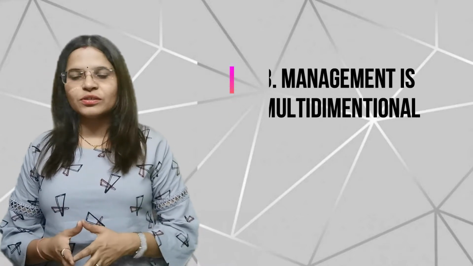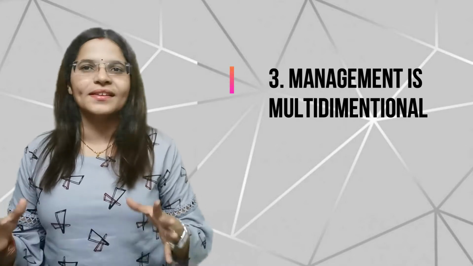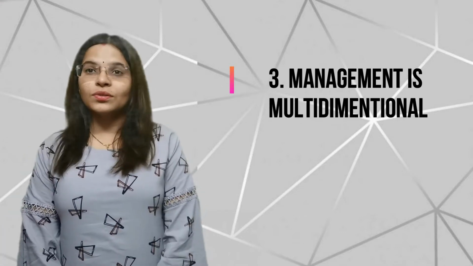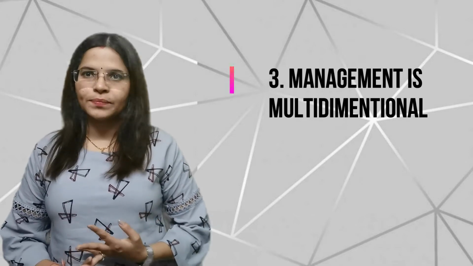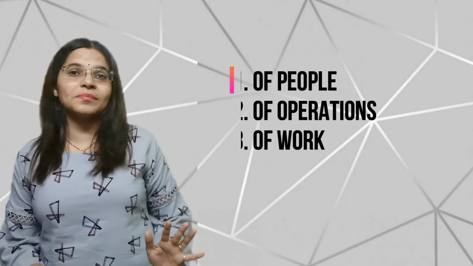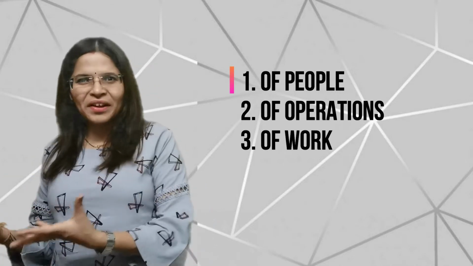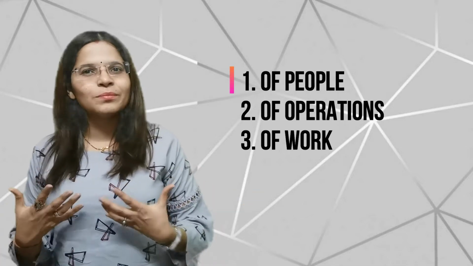Now, management is multidimensional. Multidimensional means it is not only related to one part, it is related to various aspects, right? So what are the aspects? The dimensions are management of operations, management of people, and management of work. So management is not only related to one thing, that okay, I'm going to manage only my studies, and nothing else. So how will you manage your friends? How will you manage your family? You have to manage everything at the same time.